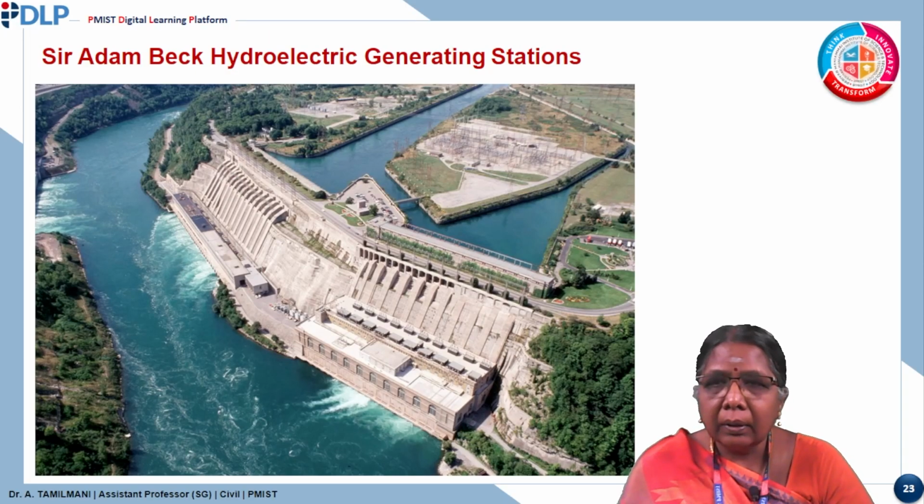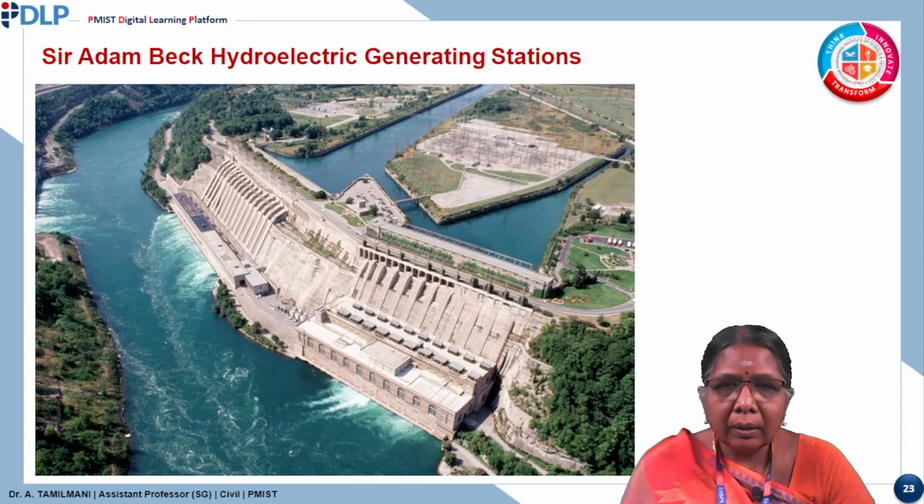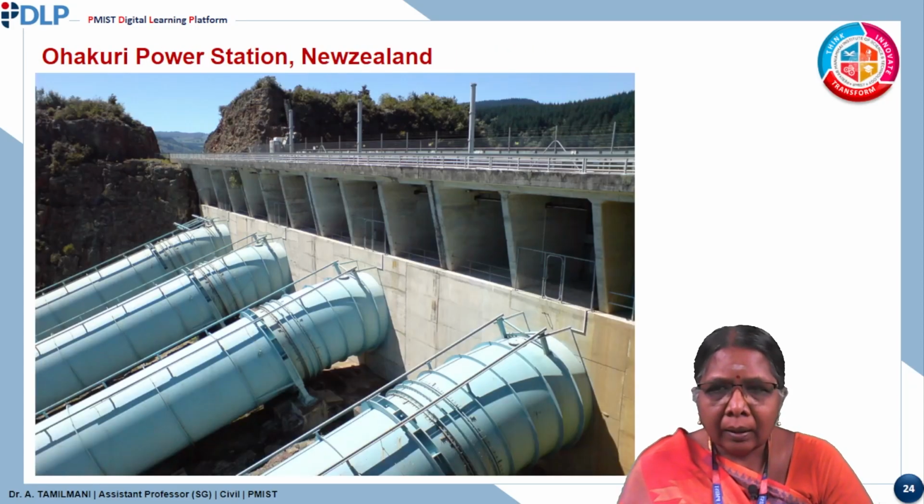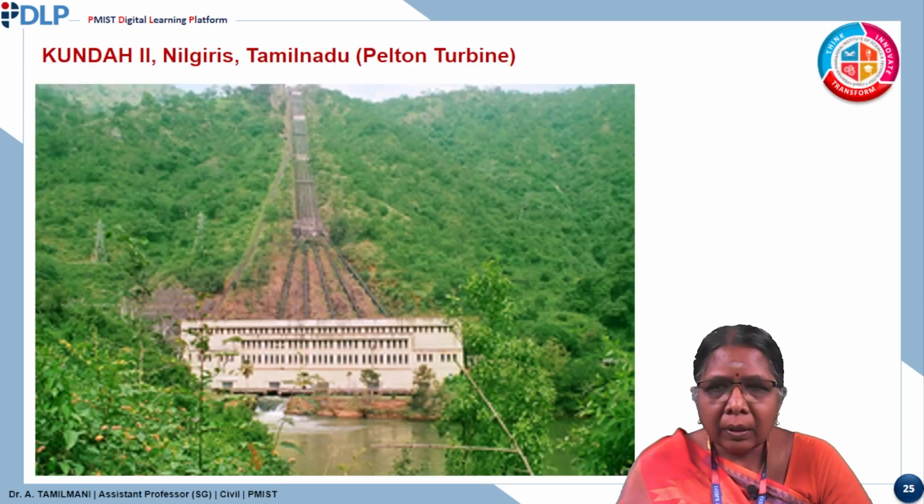We will see the images which show hydraulic power stations. This image shows the Adam Beck hydroelectric power station near Niagara Falls. This image shows the Okauia power station in New Zealand. These are the large penstocks which carry water to the powerhouses. Then the powerhouses and turbines used in our Tamil Nadu: Kundah in the Nilgiris, the turbine used in this powerhouse is the Pelton turbine.